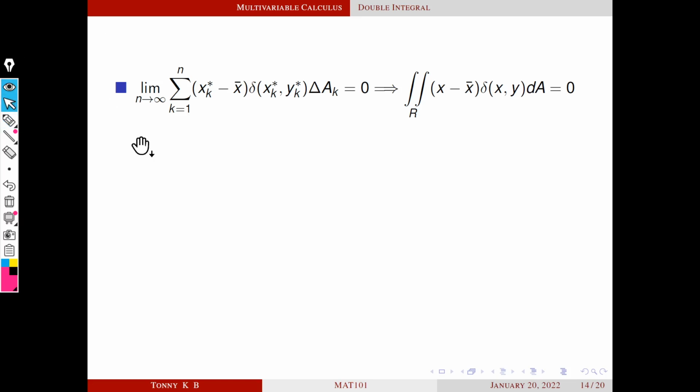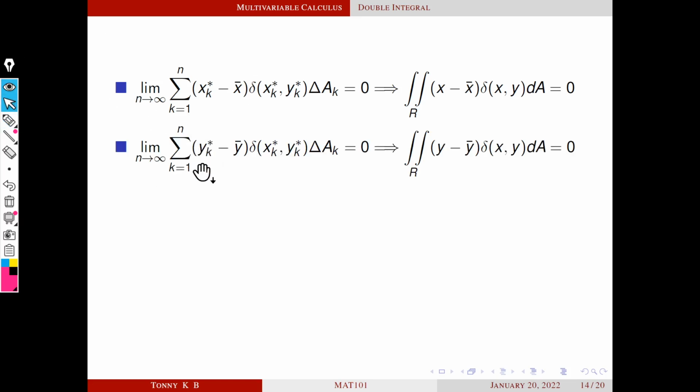Okay, similarly we have one more case, the limit as n tends to infinity of this sum of moments. This is also 0. That means we can denote this infinite sum using a double integral over R. Instead of yk*, it is (y minus y bar) delta(x,y) dA equals 0. Now we have two equations.